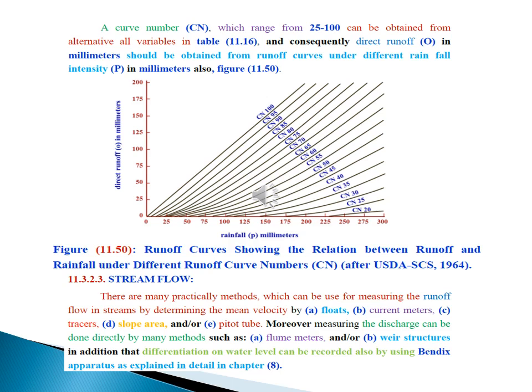Moreover, there are many practical methods which can be used for measuring the runoff flow in streams by determining the mean velocity by different methods which were explained before.